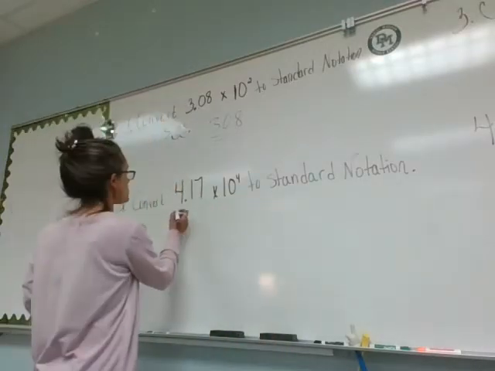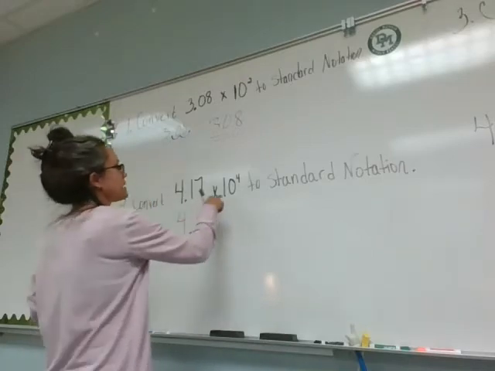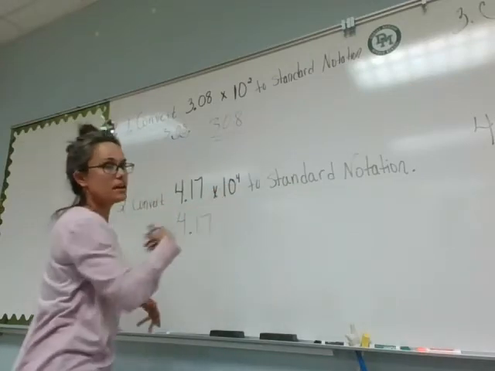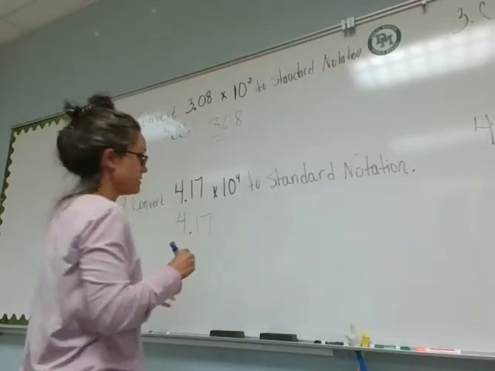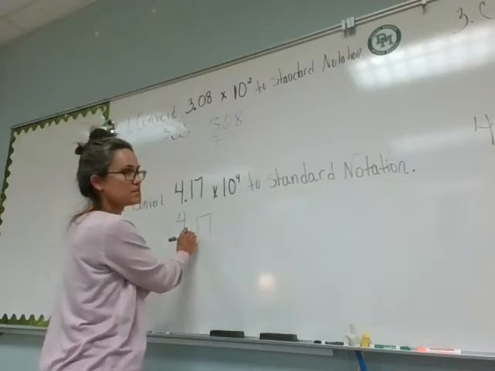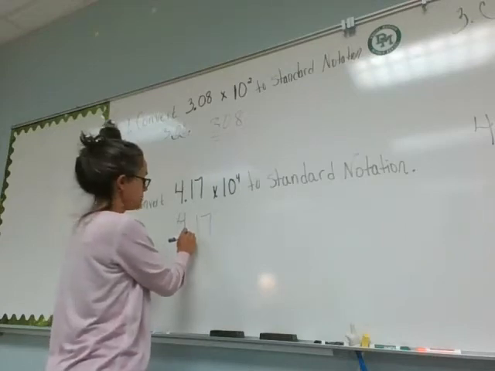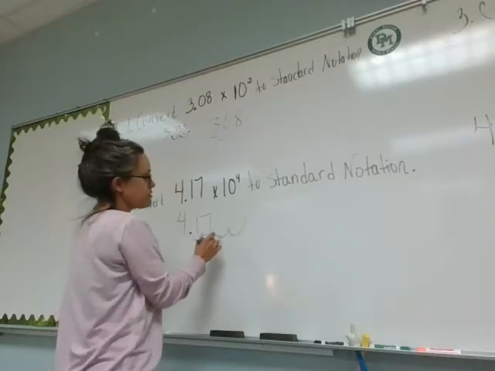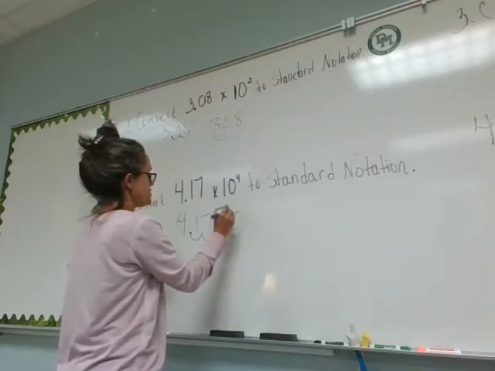Okay, I'm going to rewrite the problem. 4.17 times 10 to the 4th. Well, times 10 to the 4th, what that tells me is that I'm going to move 4 places to the right, okay, because it's positive. So you start where your decimal is, right here, and you move 4 places to the right. And I'm going to do that by indicating my little humps. 1, 2, 3, 4. And wherever you see the humps, you can insert a 0. So there's a 0, and there's a 0.